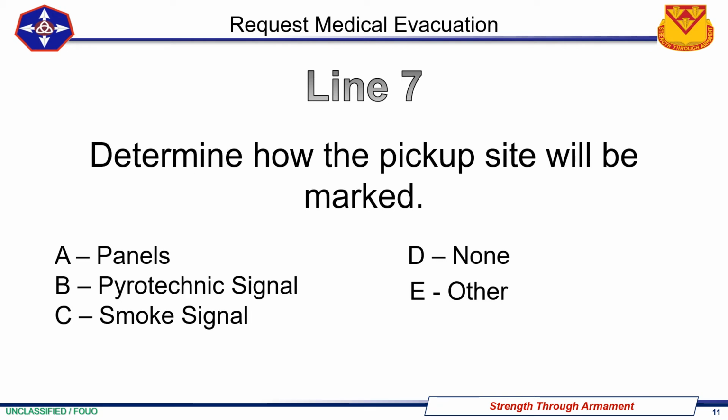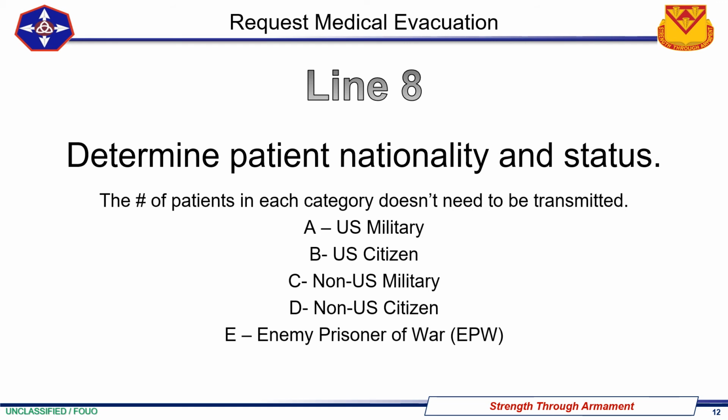Line 7, determine how the pickup site will be marked. Alpha panels, Bravo pyrotechnic signal, Charlie smoke signal, Delta none, Echo other. Line 8, determine patient nationality and status. The number of patients in each category doesn't need to be transmitted. So Alpha, U.S. military, Bravo, U.S. citizen, Charlie, non-U.S. military, Delta, non-U.S. citizen, Echo, enemy prisoner of war, EPW.